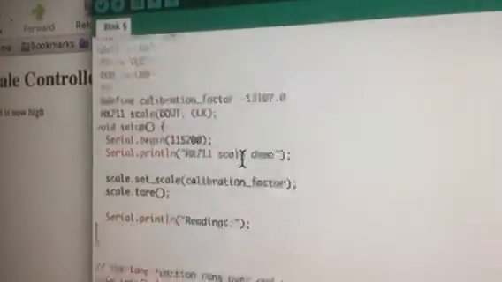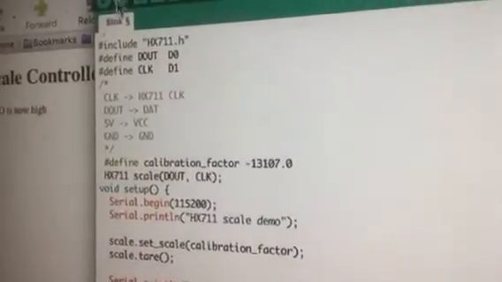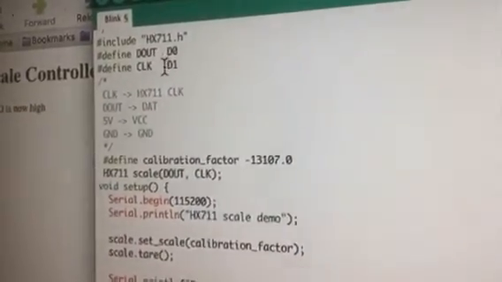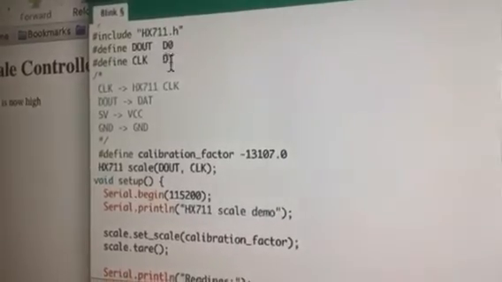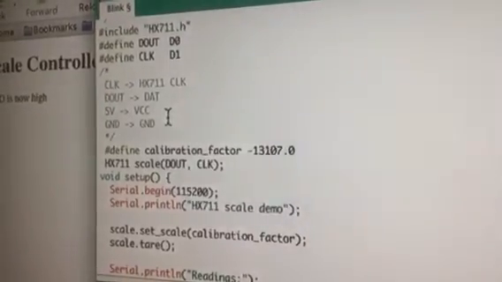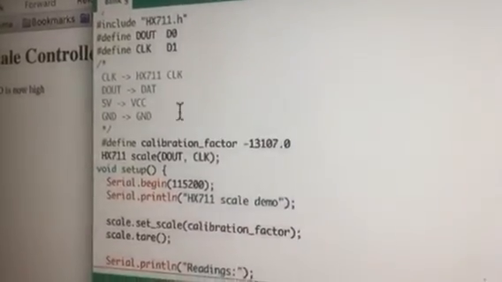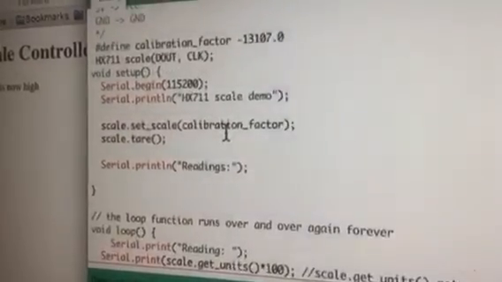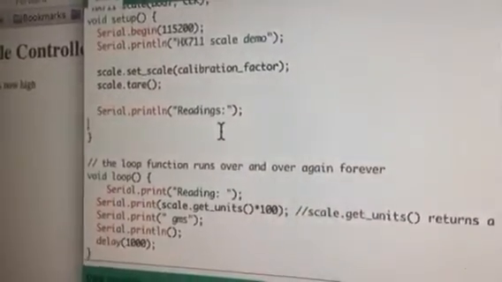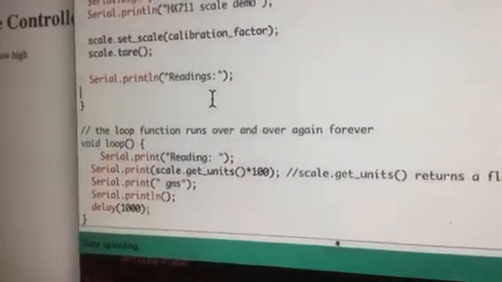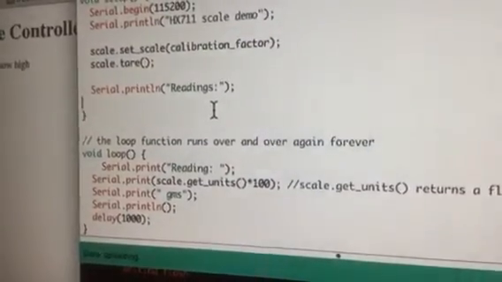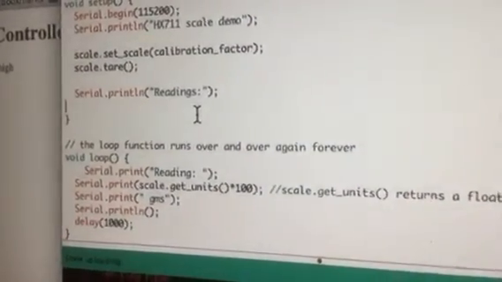To look at the sketch, you can see it over in here. All I did was I assigned D out to be D0 and clock to be D1, and then I hooked up the voltage 5 volts and ground as normal. Then set up the scale and set up my units and then printed the results. And that's it. That's how you do a scale on the ESP8266.